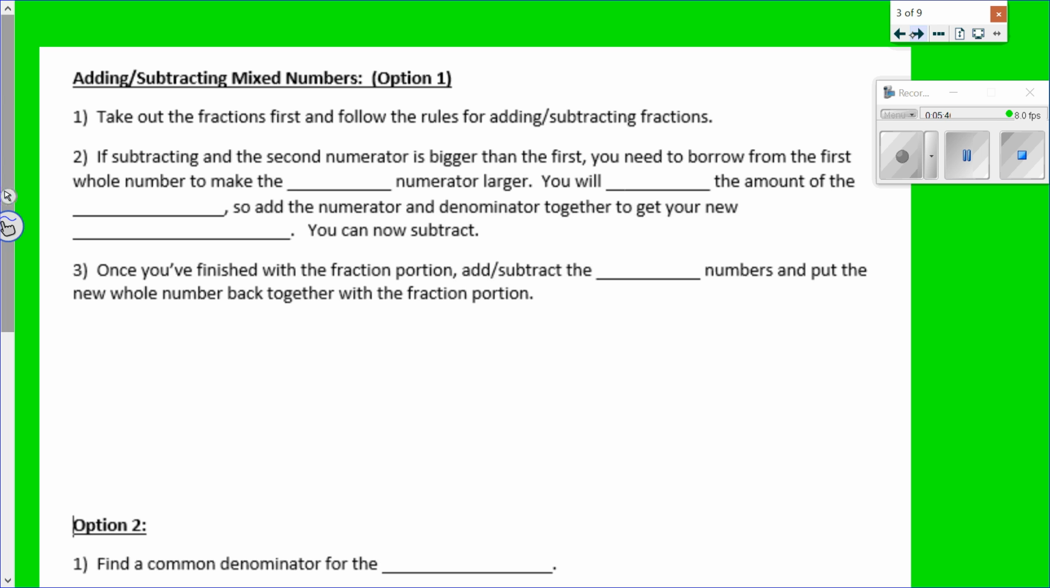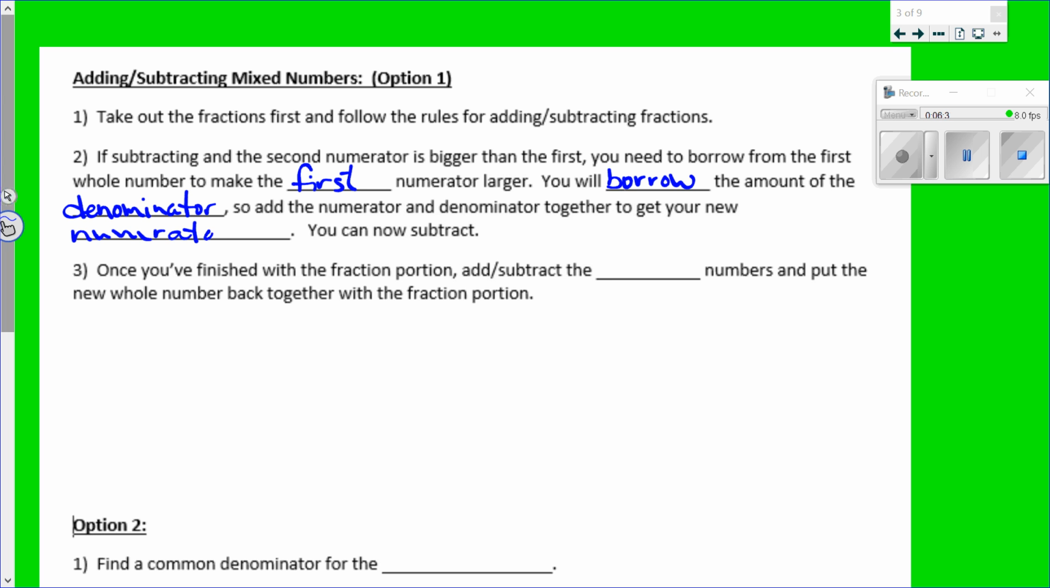The first method is I'm going to take the fraction pieces of our mixed numbers out, and I'm going to do the operation just with the fraction pieces. Okay? So if subtracting and the second numerator is bigger than the first, I need to borrow from the first whole number to make the first numerator larger. I'm going to borrow the amount of the denominator. So really what we're going to do is add the numerator and denominator of that first fraction together to get your new numerator.